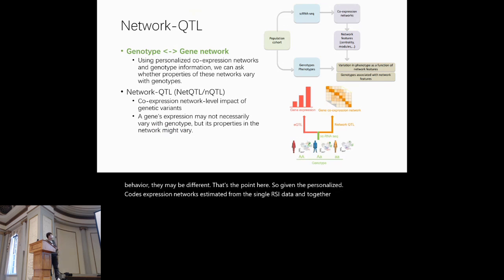So given the personalized co-expression networks estimated from single-cell RNA-seq data, together with their genotype information, we can ask whether the properties of this network vary with the genotypes. That leads to the idea of network QTL. That's different from eQTL, which focuses more on the expression level, whereas in network QTL we focus more on the co-expression network level.